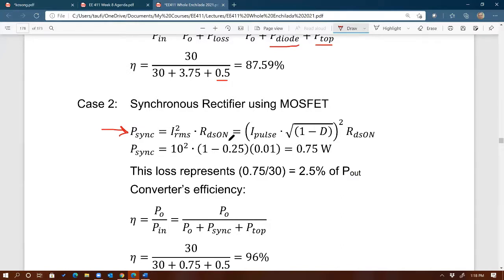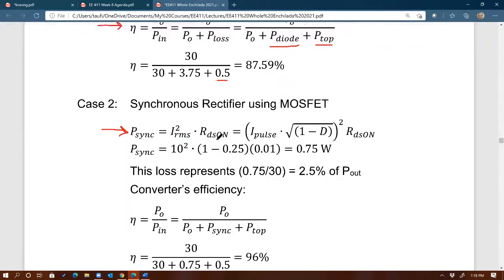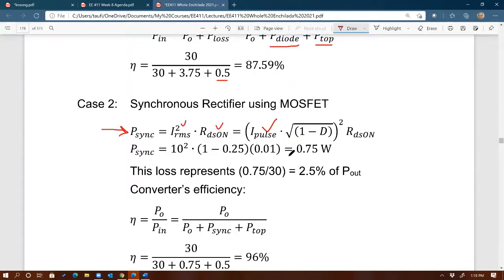And we learned from 410 that if you have a pulse current, how do you find the RMS value of that current? That's going to be the peak times square root of 1 minus D. So that's one of the entries in the tables in the EE411 book. Then you square it. I square RMS times RDS on, and RDS on is given to be 10 milliohms. So that's what I have right here.